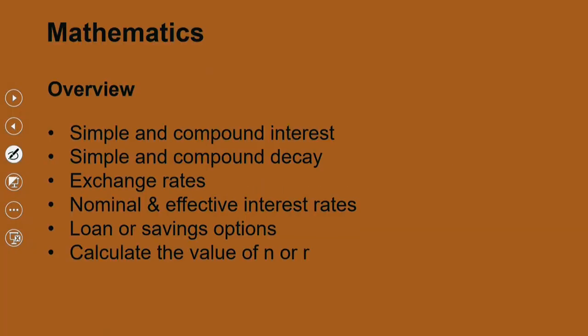Today we're going to be looking at the overview. When you look at the overview of the entire topic, it consists of the following: simple and compound interest, simple and compound decay, exchange rates, nominal and effective interest rates, loan or savings options. And then the last but not least is to calculate the value of N or R.